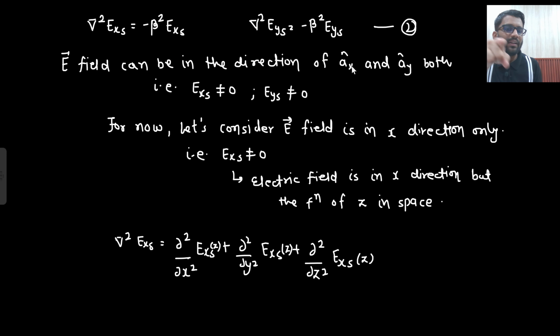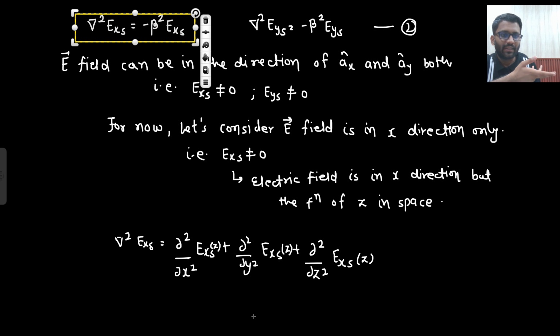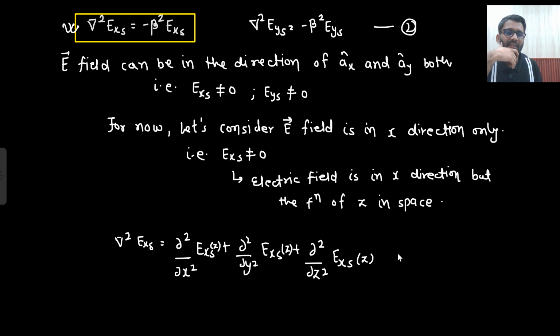So electric field can be in the direction of AX cap as well, in AY cap as well. Both will be non-zero. That EXS is also non-zero, EYS is also non-zero, and both are function of z. But for the derivation purpose, I am only considering E field in x direction. E field can be in x direction as well, in y direction as well, and it will be traveling in z direction. But for derivation purpose, I am only taking this one, because both equations are the same. If I have solved this equation, then I can write down the answer of the other equation as well.